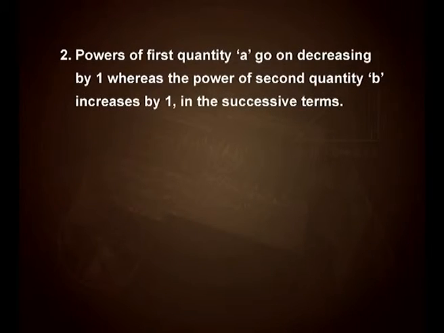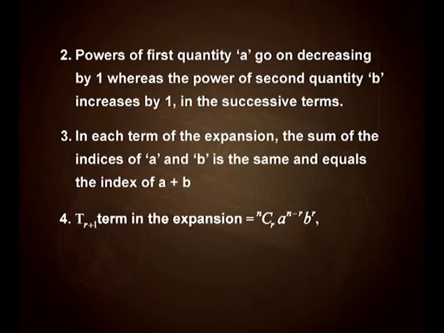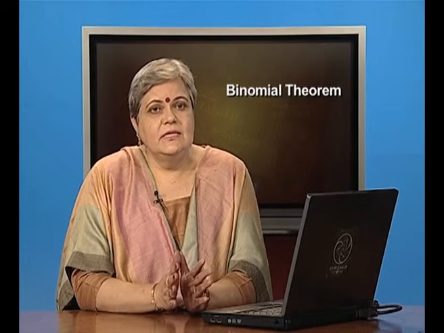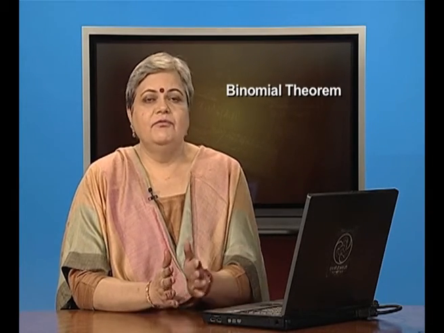At the same time, the power of the first quantity decreases and the power of the second quantity increases in each successive term, and the total power of a and b, that is the first and the second term, is always the same as the index of the expansion. At the same time, the general term T(r+1), the (r+1)th term, is given by nCr a to the power n minus r into b to the power r, where nCr is n factorial by factorial of n minus r times r factorial, right. Now, with these little but significant facts, we are ready. So, let us start with our first question.